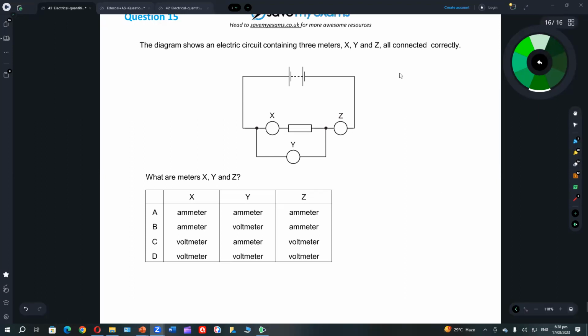The diagram shows an electric circuit containing 3 meters X, Y, and Z, all connected correctly. What are meters X, Y, and Z? Acha. The meter which is connected in series should be an ammeter, and the meter connected in parallel should be a voltmeter.